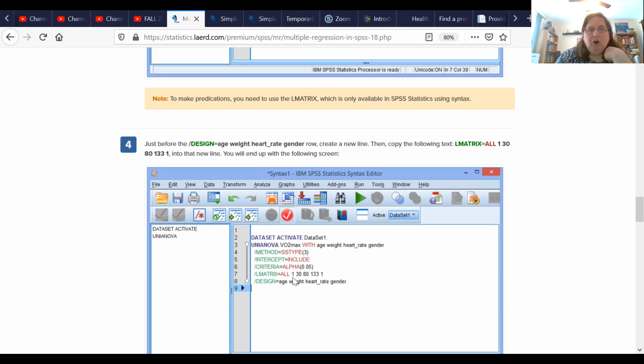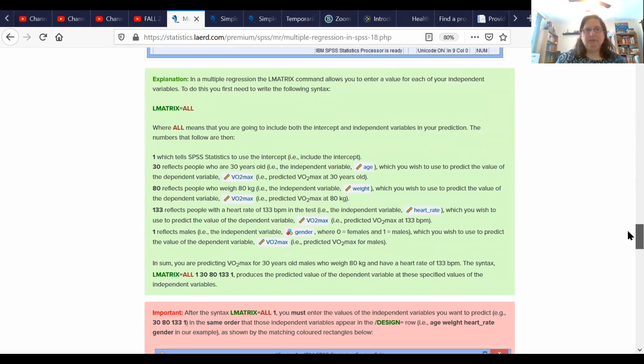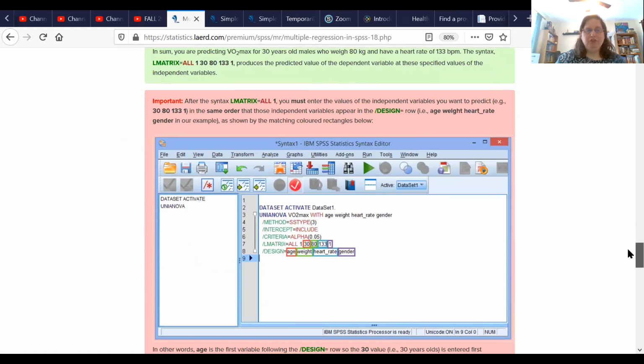So let's go through this. All plus 1 for the intercept, plus 30 years of age, plus 80 kilograms, plus 133 beats per minute, plus 1 for gender for male. Okay. And it will give you what you want.